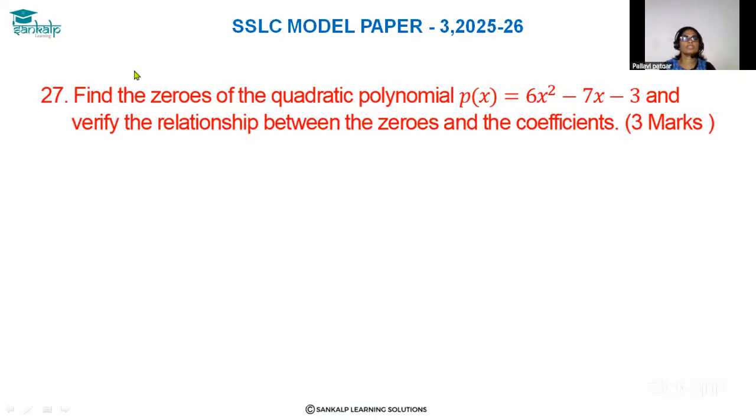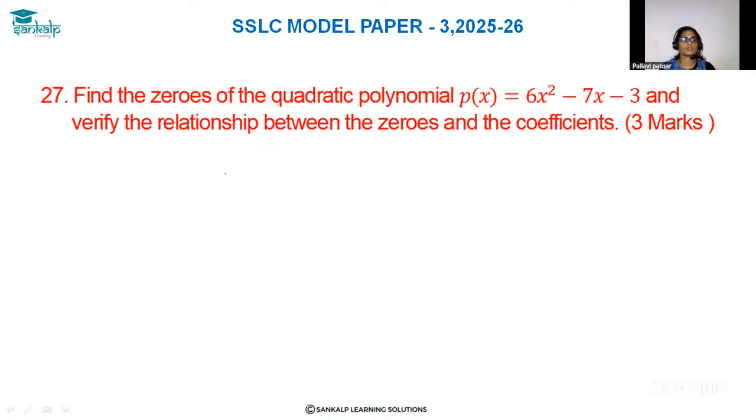Hello everyone. Look at question number 27. Find the zeros of the quadratic polynomial p of x is equal to 6x square minus 7x minus 3 and verify the relationship between the zeros and the coefficients.